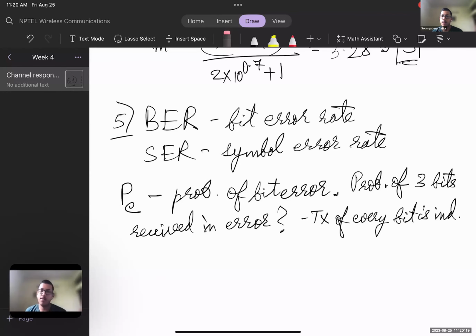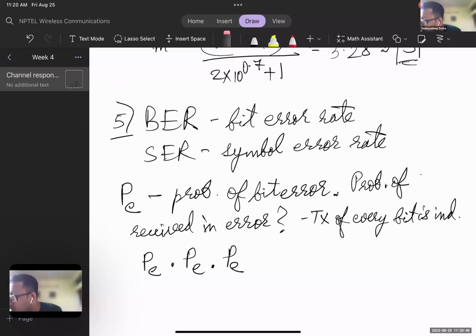So it's just translating the logic from words to maths, right? Your first bit has to be in error, intersection, second bit in error, and your third bit has to be in error. So all 3 of them have to be in error. I should be very clear, I'm told all 3 bits. So this will be PE cubed, right?